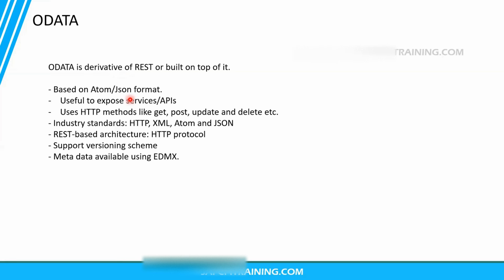And useful to expose services or APIs. So nowadays OData is very popular and it works on HTTP methods: get, post, upsert, update, put. So those are all methods OData also uses. We use HTTP methods like get, post, update, delete, etc. Okay, industry standards: HTTP, XML, Atom, JSON. So these are also open standards. And all the APIs are based on open standards only. If it is not open standards, that cannot be consumed by any other.